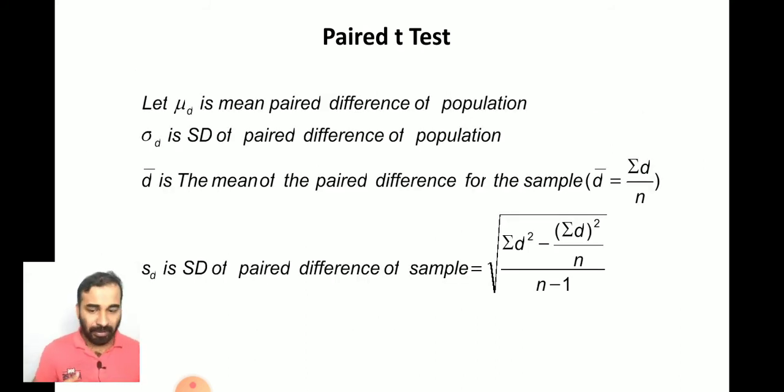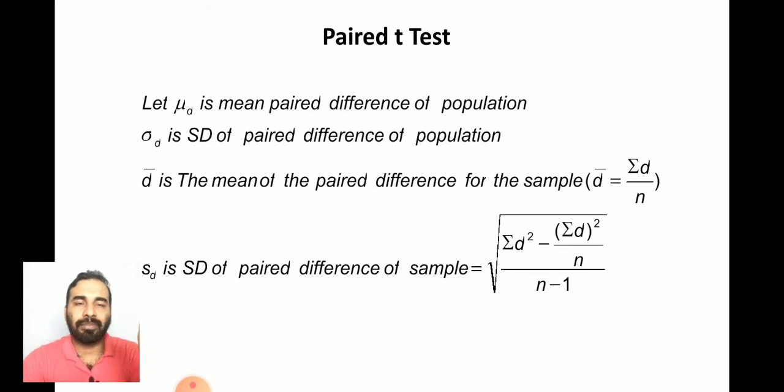Before we discuss this paired t-test, let me give you some idea about the notation that we are going to use. First one, mu d. We know that mu is mean, d is a difference. So what will mu d mean? Mu d means the paired difference of the population.